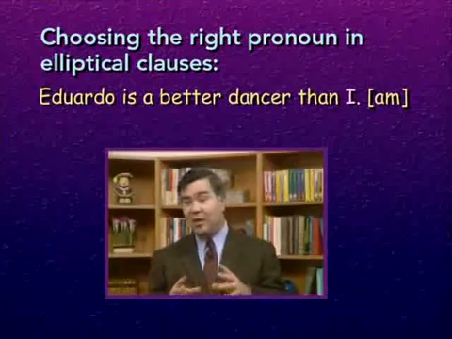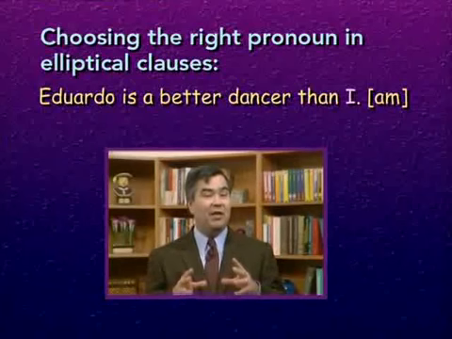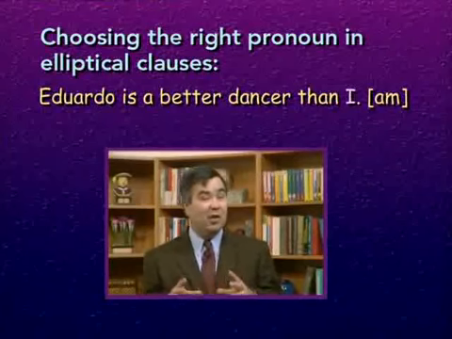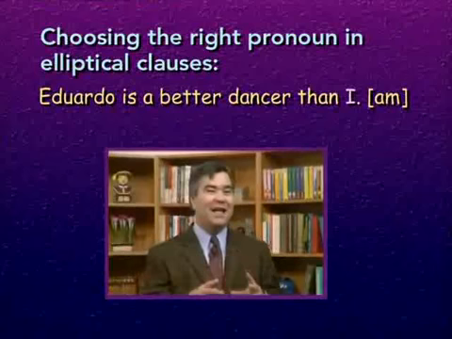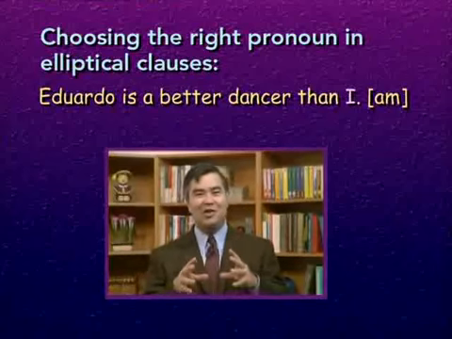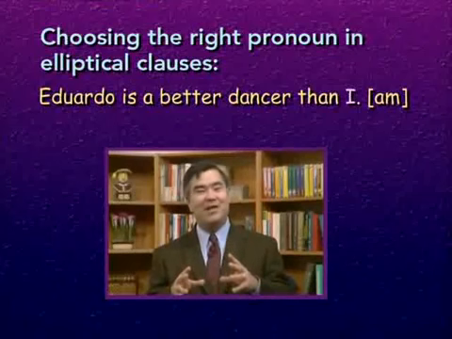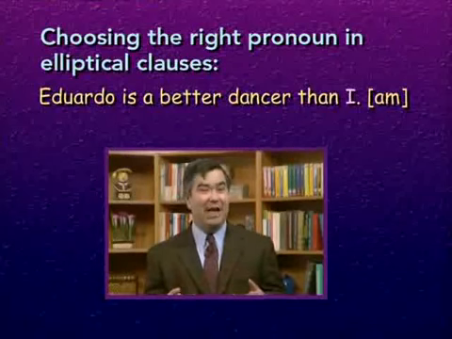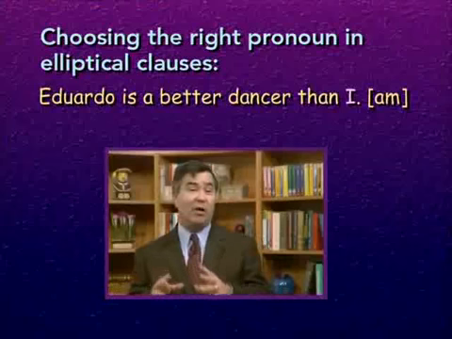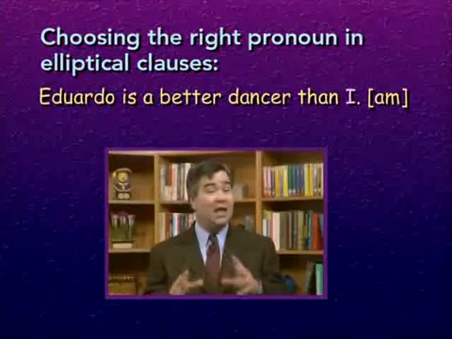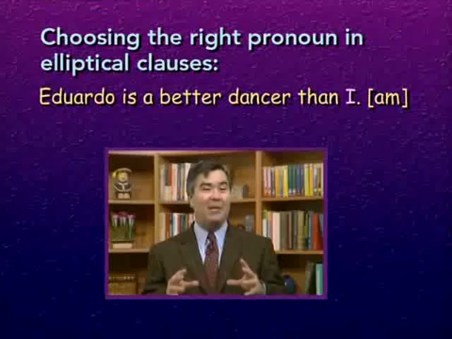It would not be correct to say Eduardo is a better dancer than me, because if you were to say that, it would be as if you were saying that the elliptical clause should read Eduardo is a better dancer than me am. And that's clearly not correct. Instead, the subjective case of the pronoun I should be used even when the verb am is omitted.